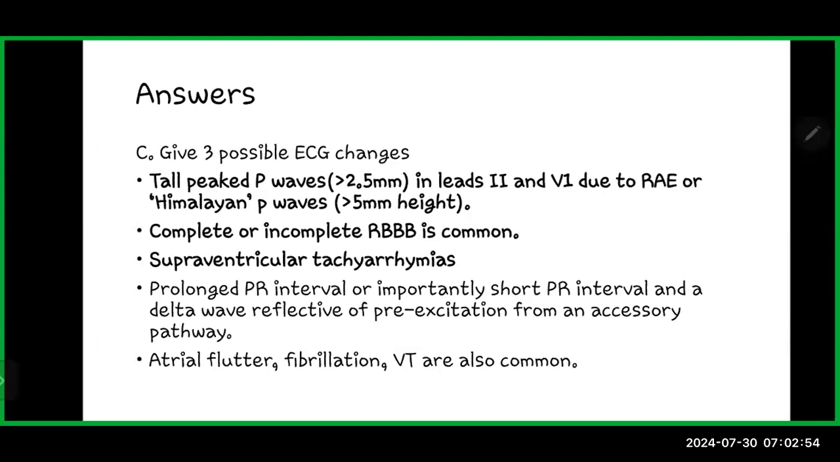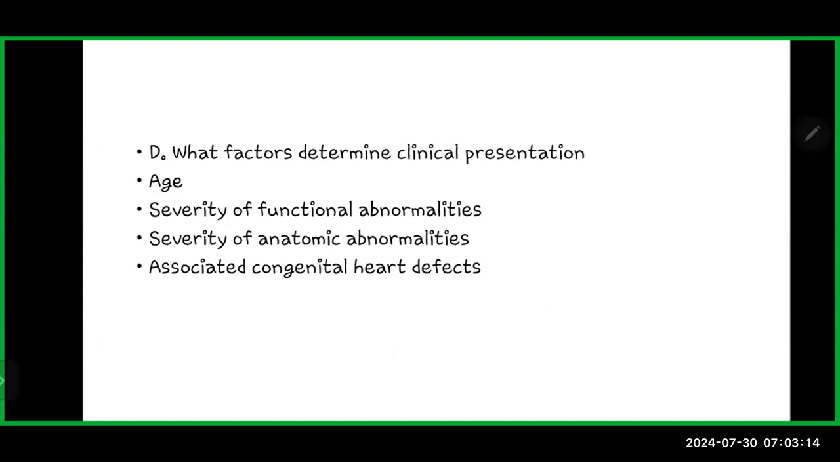For the possible ECG diagnoses, they can present with tall peaked P waves in lead 2 and lead 1. It can also have giant P waves, which have heights greater than 5 mm. Complete or incomplete right bundle branch block is common. And it can also have supraventricular tachyarrhythmias.